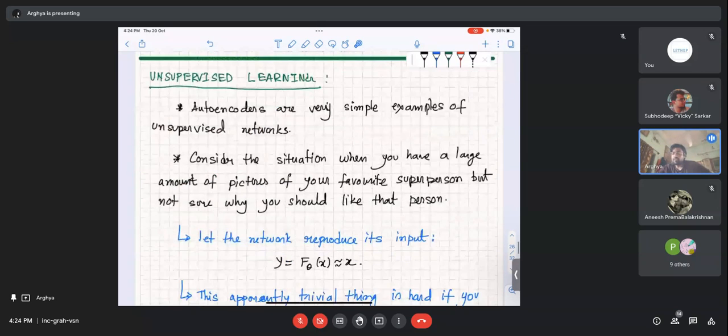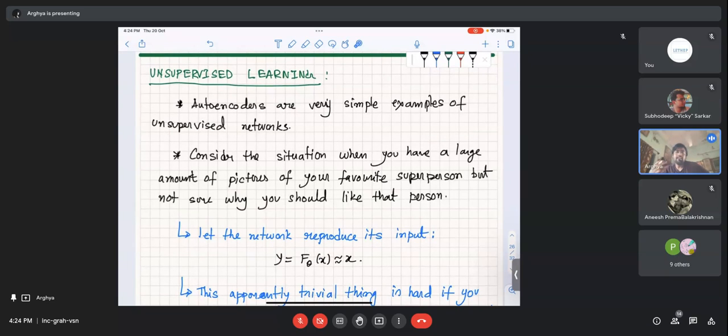Good. So far, I was talking about supervised learning, because all the training data is about supervised learning. That means I already know what feature I want to extract.